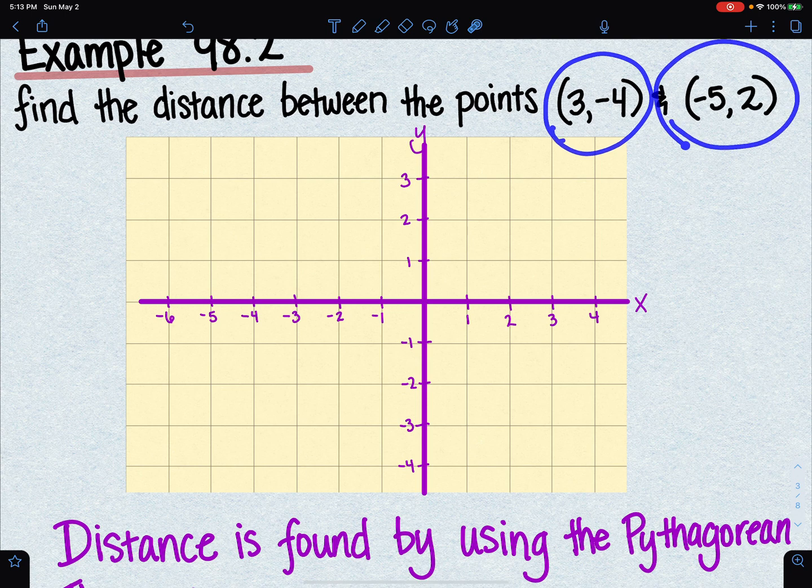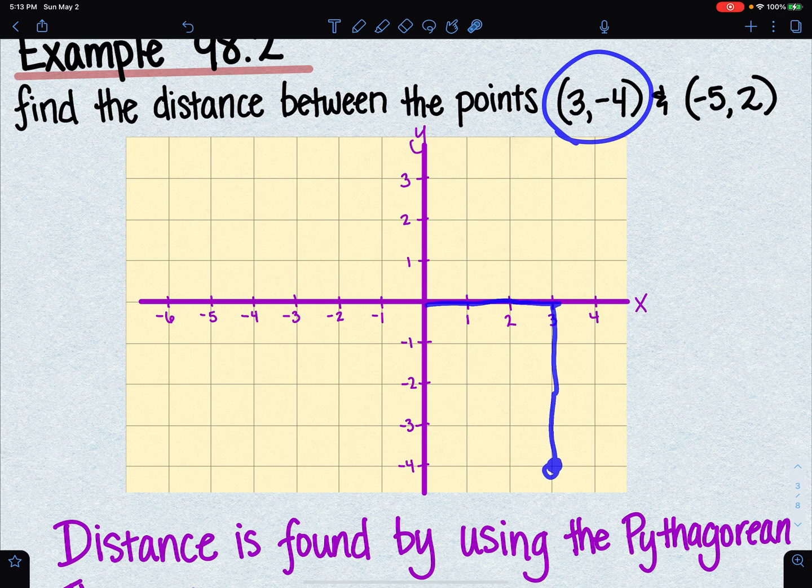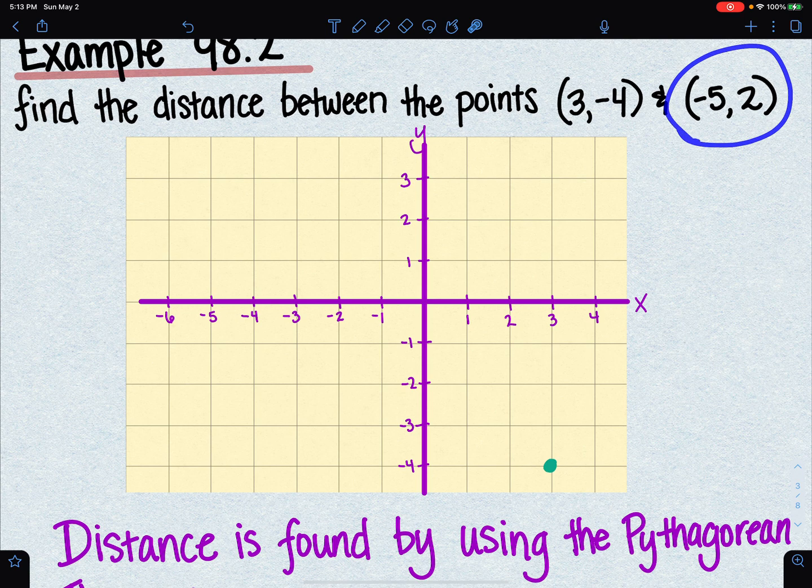So step 1, let's plot those. We're going to start with (3, -4). So 1, 2, 3, 1, 2, 3, 4. It's going to be way down here that I put my dot, okay? And the next one is (-5, 2), so we're going to go 1, 2, 3, 4, 5, and a positive 2, so my next dot is going to be right here. Okay, step 2, draw a line between those dots.